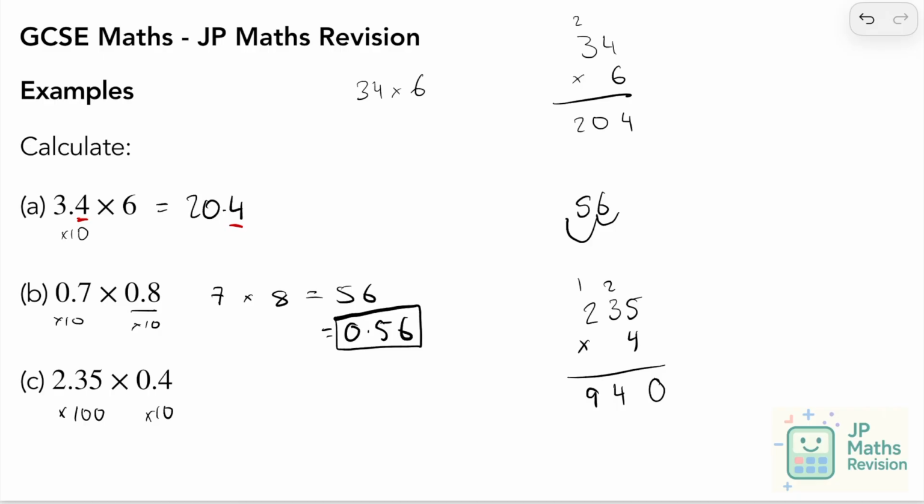So I have 940, but because I've timesed by 100 and timesed by 10, I need to divide by 100 and divide by 10. If I first divide by 10, I get 94, but then I need to divide that by 100, so I need to move the decimal places 2 spaces to the left, so it goes 1, 2, and I end up with 0.94.